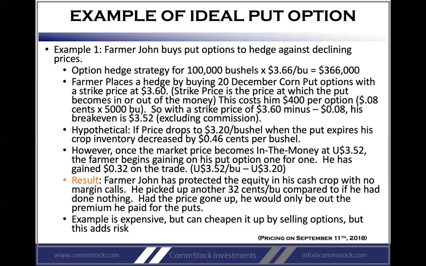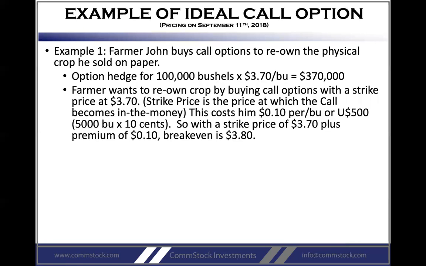So this is probably not a great example, partly because it's outdated. You can see this is back on September 11th in 2018. You can cheapen up by selling options as well, but again, that adds more risk to it. Similar example, back on September 11th in 2018, of buying a call option. Again, you're hedging that same 100,000 bushels, and the farmer wants to reown that crop on paper.